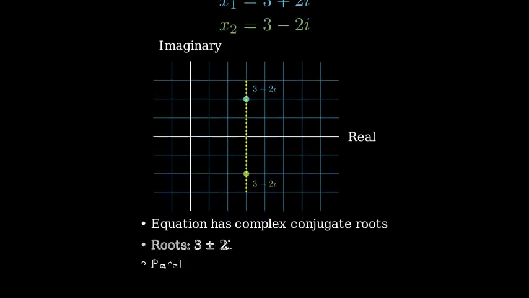In summary, we found that the quadratic equation x squared minus 6x plus 13 equals 0 has two complex conjugate roots. This means the parabola representing this equation never crosses the x-axis in the real number system.